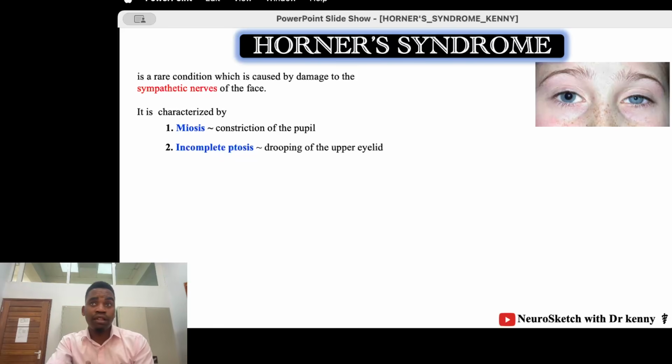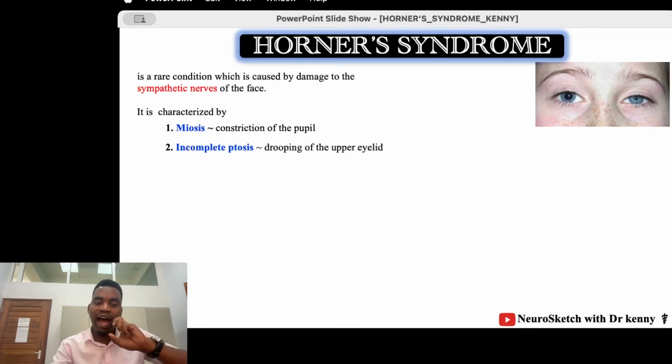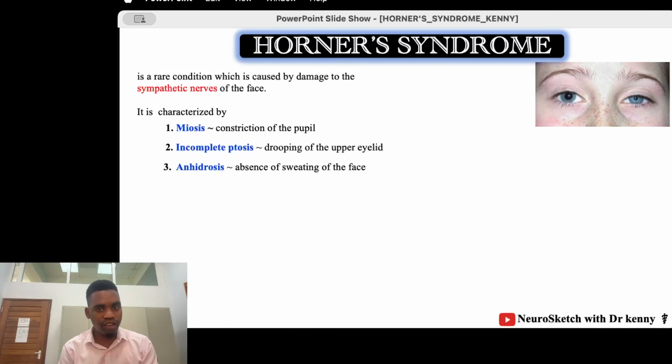And of course, the sympathetic also supplies the sweat glands. So when we are removing the sympathetic nervous system, we are removing the sweating effect of our face or wherever it is supplied. So a person will present with anhidrosis, which is the absence of sweating of the face. But remember, I am insisting again, maybe the left side is affected, so these symptoms will be seen on the same side of the face that is affected.